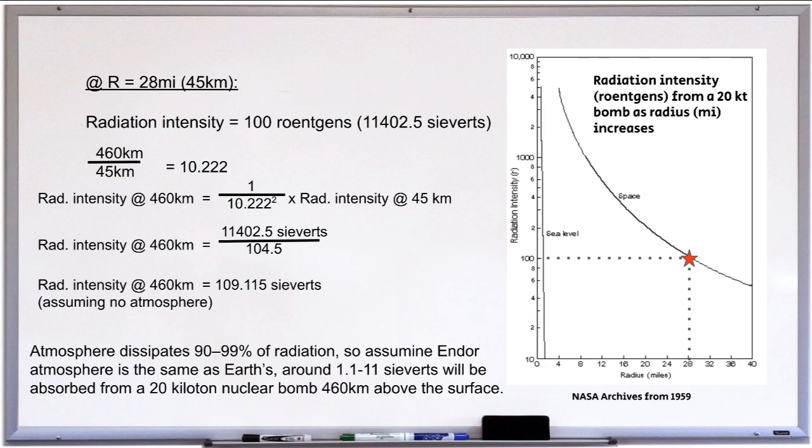It's about 110 sieverts. Earth's atmosphere renders 90% to 99% of all radiation harmless, so if you assume Endor's does the same, we find that someone on Endor's surface would receive about 1.1 to 11 sieverts from a 20 kiloton bomb 460 kilometers away. Remember, 4 to 5 sieverts is lethal.